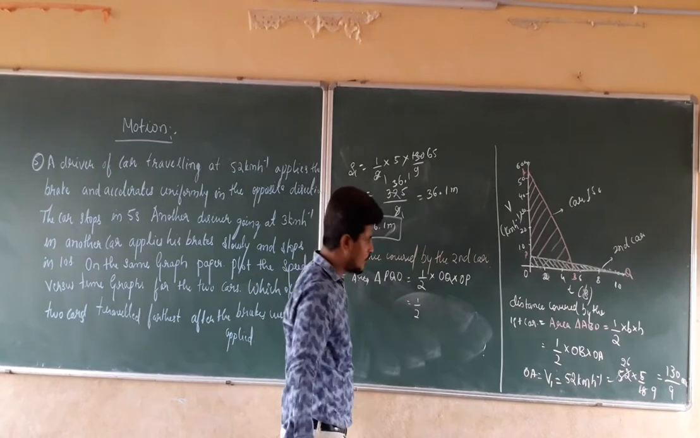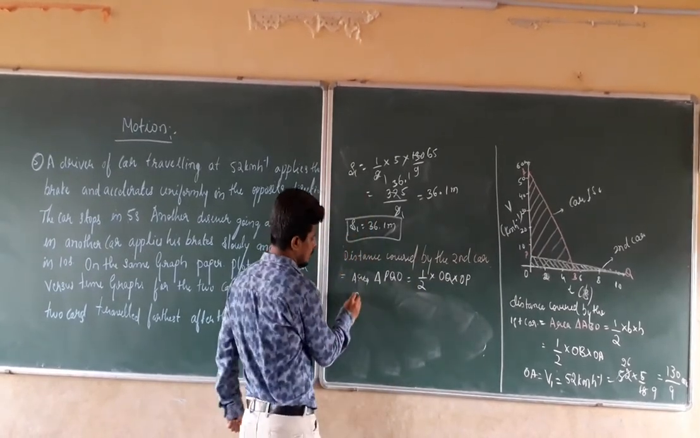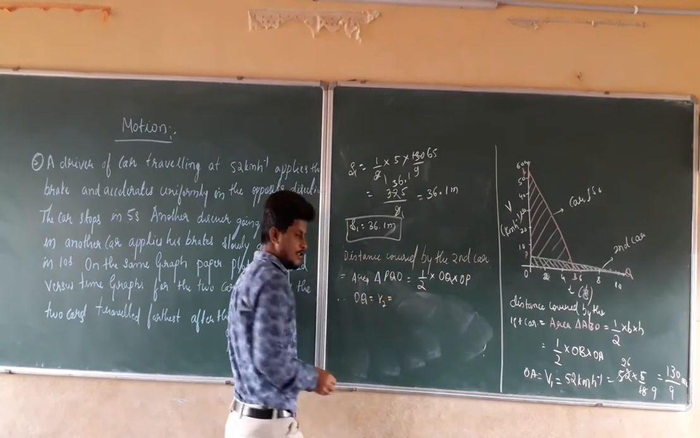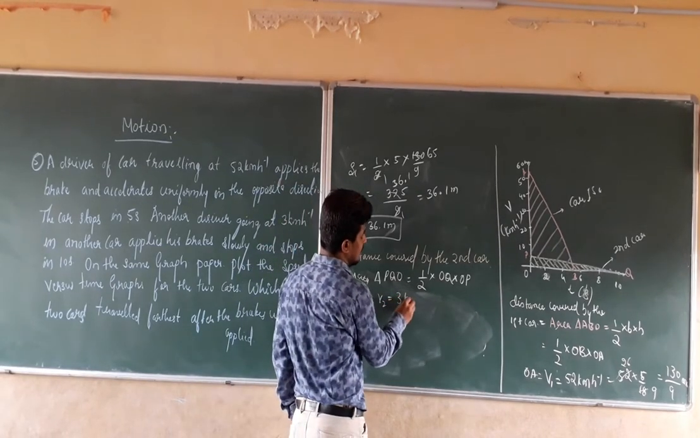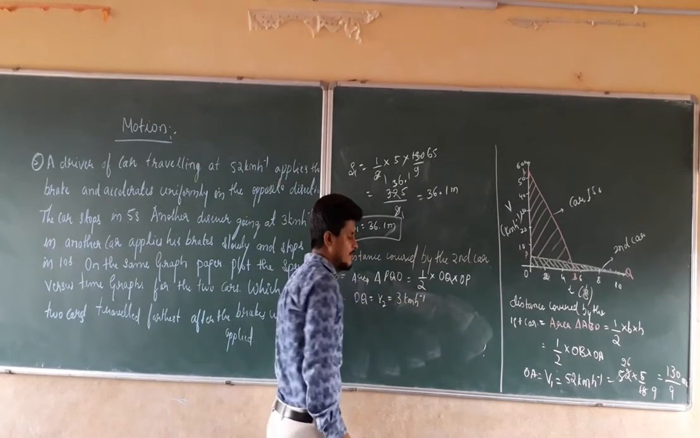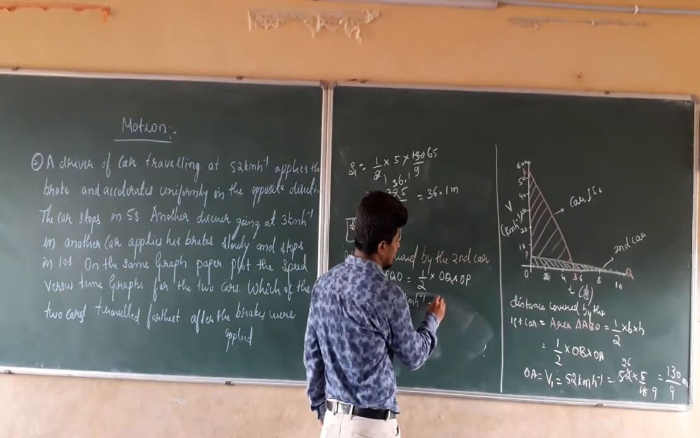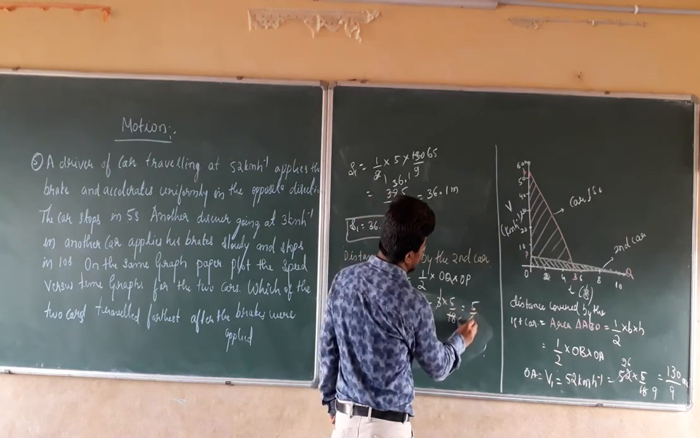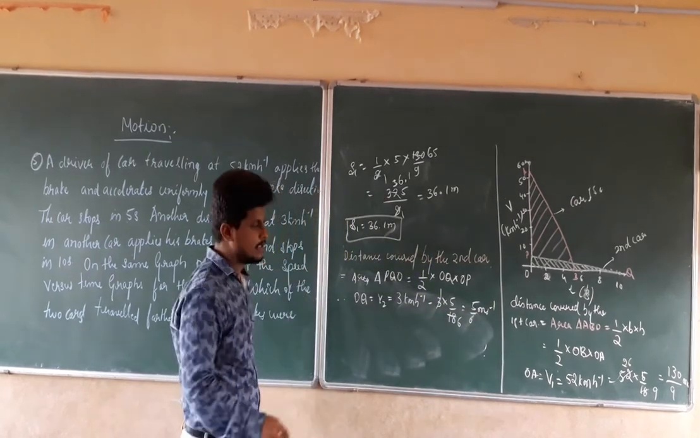First of all, we are going to convert the value of OQ, that is V2. OQ equals V2, the velocity, the speed of the second car. It is given as 3 km per hour. We have to convert that value into meter per second. So it is equal to 3 into 5 divided by 18, which is 5 divided by 6 meter per second.